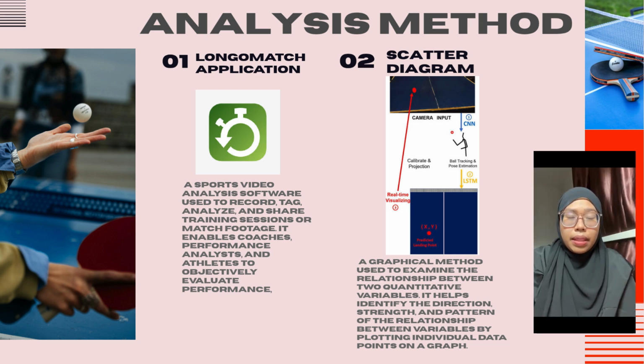And second is scatter diagram. After the data was collected, it was presented using a scatter diagram. This graph was used to examine the relationship between 2 variables. For example, it can show the relationship between the number of attacks and match result, or the number of errors and match result. It also helps identify patterns and trends in the data. In conclusion, by combining Logomesh and scatter diagram, player performance can be analyzed more systematically, accurately, and clearly.